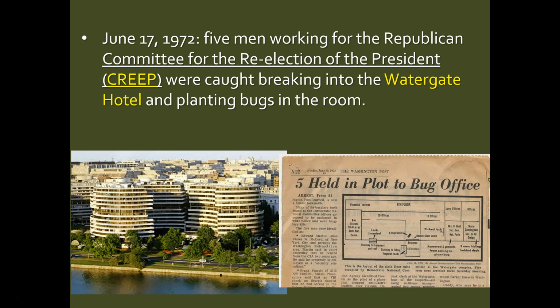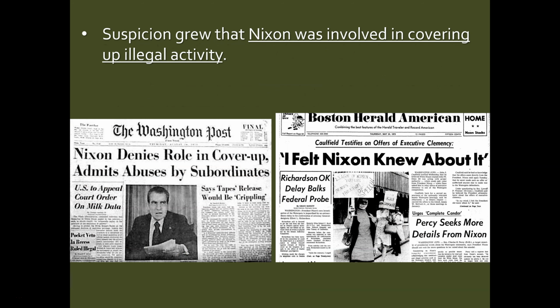And then, of course, once they're caught, everyone starts wondering, well, did the president know about this? Did he order this? What culpability does the president have for this crime? And suspicion begins to grow. And suspicion grows that even if Nixon had not ordered this break-in personally, that he had learned about it, and then he was involved in covering it up. And of course, covering up a crime is a crime. And so suspicion is growing that Nixon is involved in illegal activities.